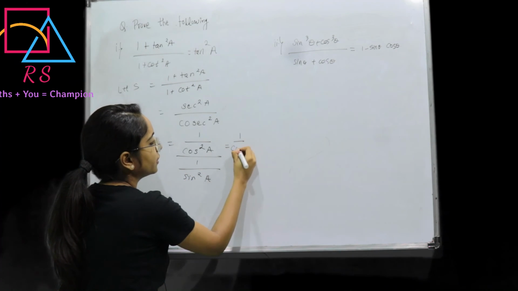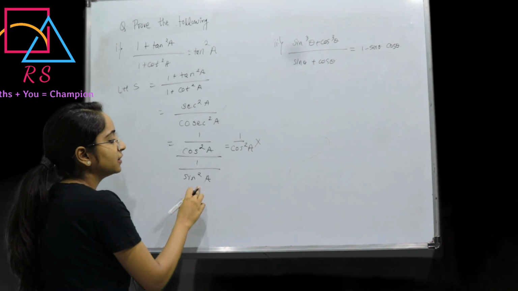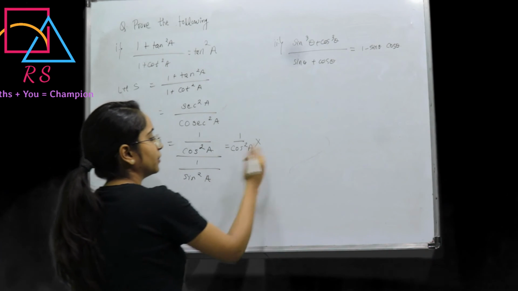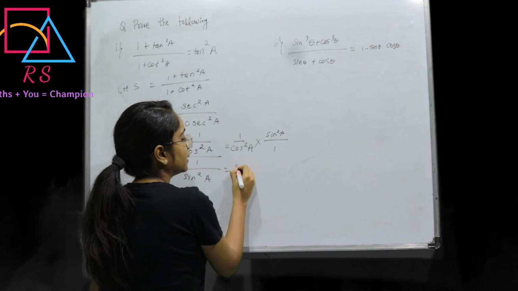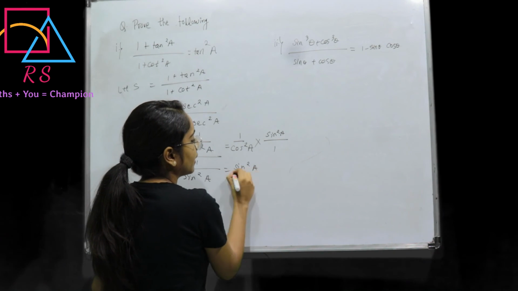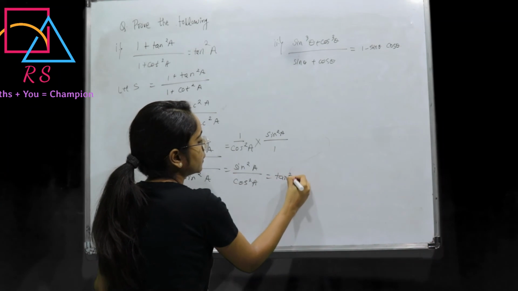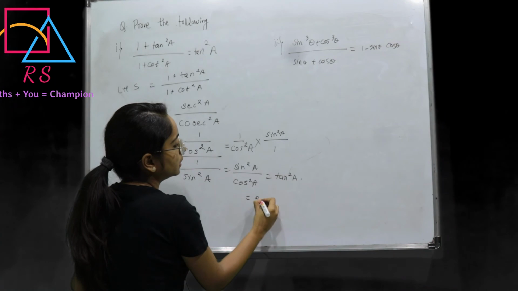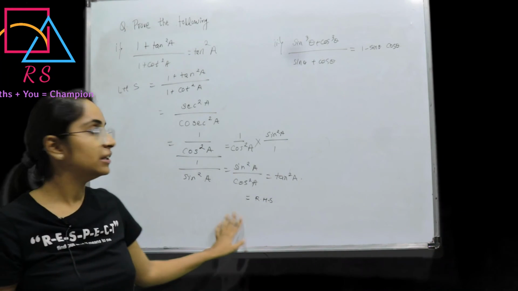And I'll further take the division in the form of multiplication, and take the reciprocal. So I can get the value as sin² A upon cos² A, which is nothing but tan² A. Thus we have got the RHS. This is the first identity proved.